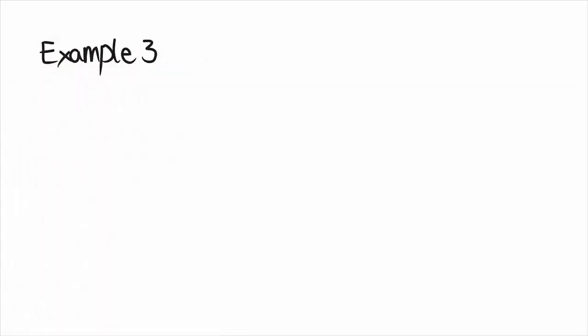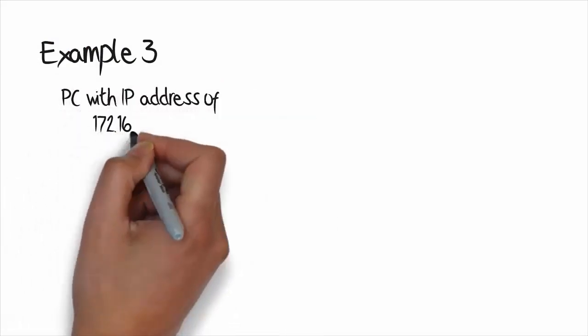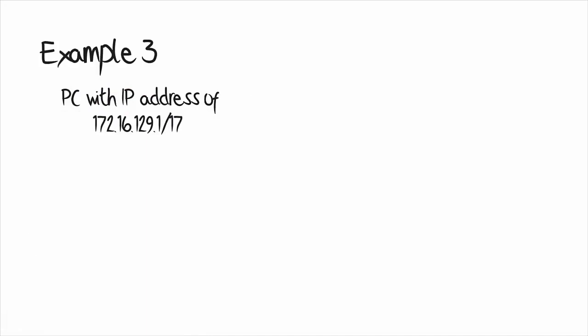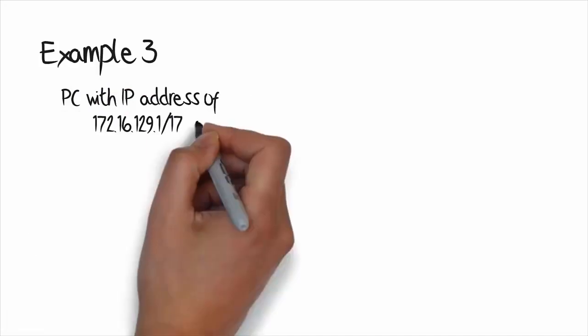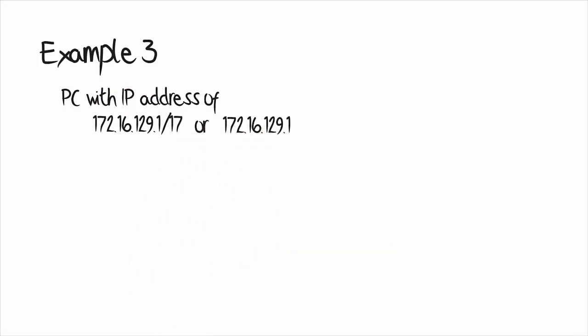Here's one more example using the binary method, and after this I'm going to show you the quick method. If a PC had an address of 172.168.1.1/17 or 172.168.1.1, 255.255.128.0, you would once again need to work out where the subnet and host portions are split.